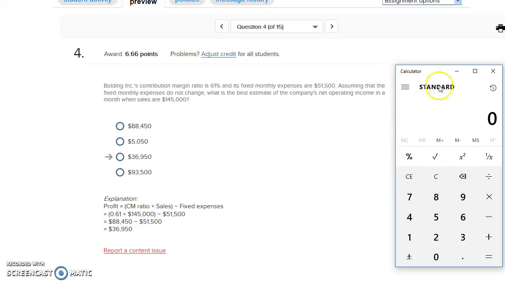So again, this is the same concept. You had sales of 145,000. After whatever you sold costs are done, you have 61% of your sales left. So whatever it was that you sold, again, let's say bicycles, it costs you 59% of whatever you sold. So 145,000 times 0.61. So you have $88,450 left over after you paid for whatever it was that you sold. Your fixed expenses are 51,500. So you have 36,950 left.